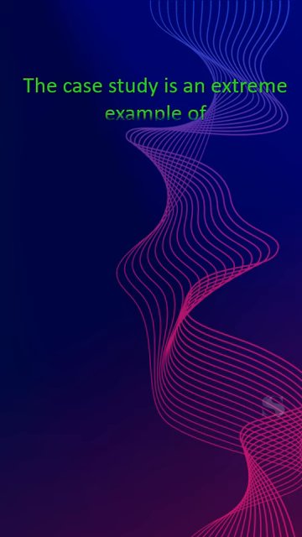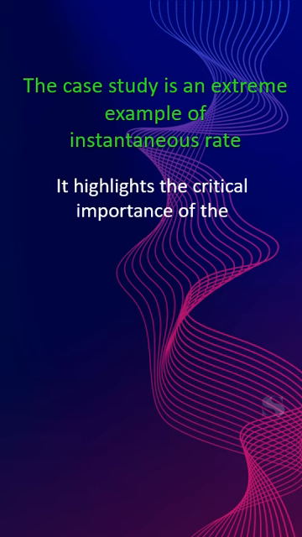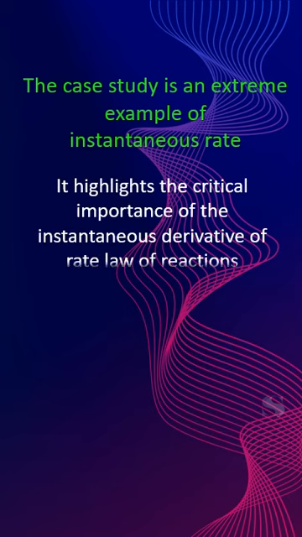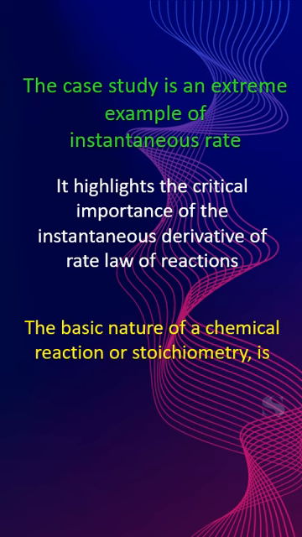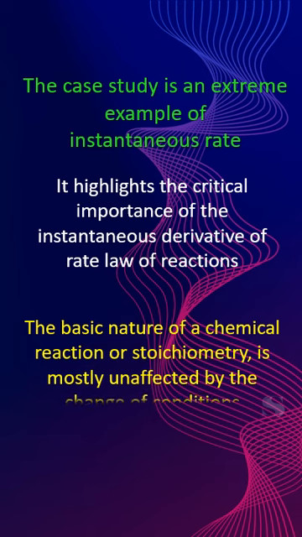This example is deliberately extreme to show the extent of the significance of the instantaneous rate of reactions. This case study is to showcase the special importance of the instantaneous derivative of the rate law. The one overall derivative of the rate law is only a broad indicator of the nature of a reaction. For sure, the basic nature of a chemical reaction, what we call stoichiometry, is mostly unaffected by the change of conditions.